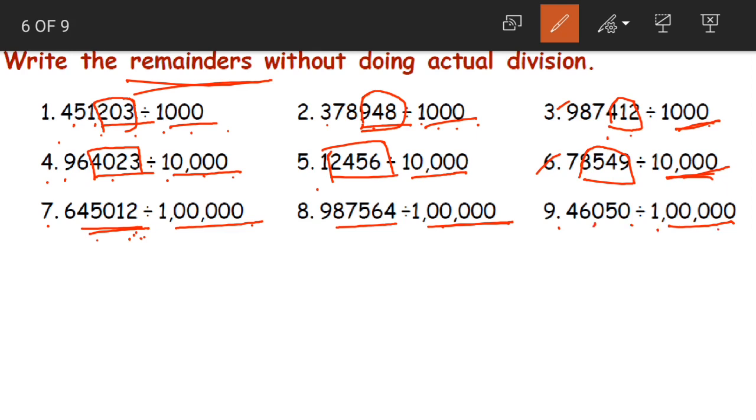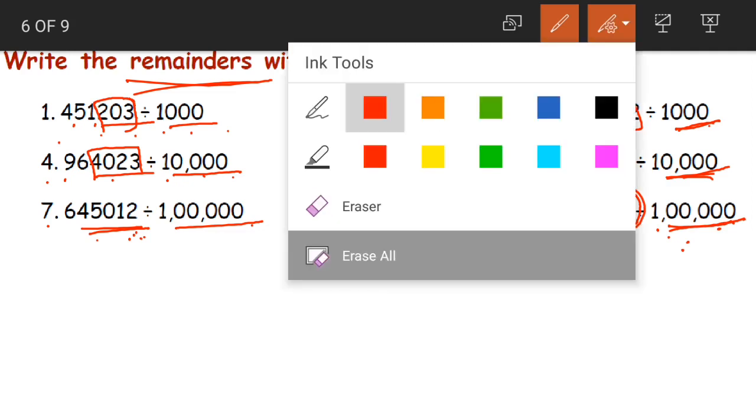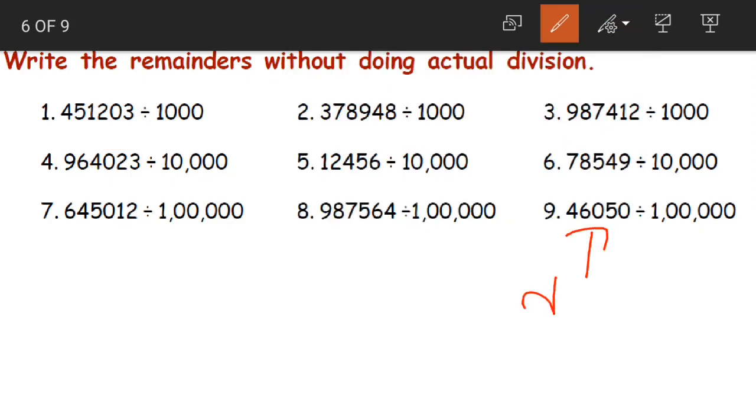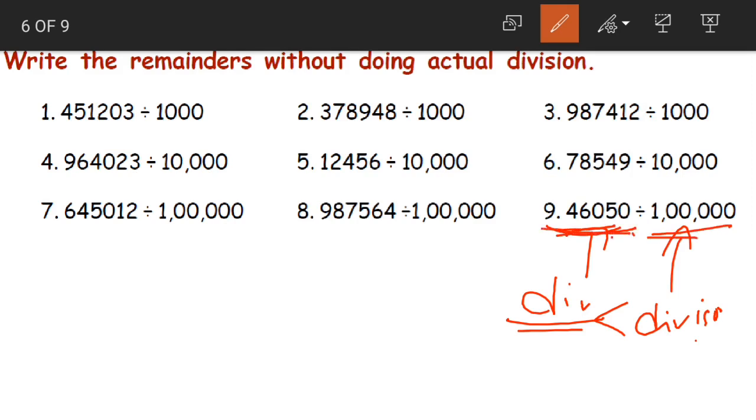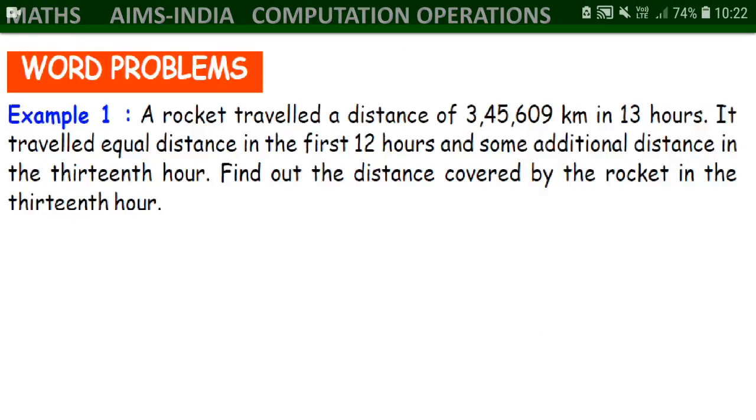46,050 divided by 1 lakh. Here 5 zeros and 5 digits, the whole is our remainder. We cannot even divide this number. Why? Because what is this? This is our dividend. This is our divisor. Yes, children, the dividend is less than the divisor. So it is not possible to divide 46,050 by 1 lakh. I hope this was clear, children. Now moving on to word problems.